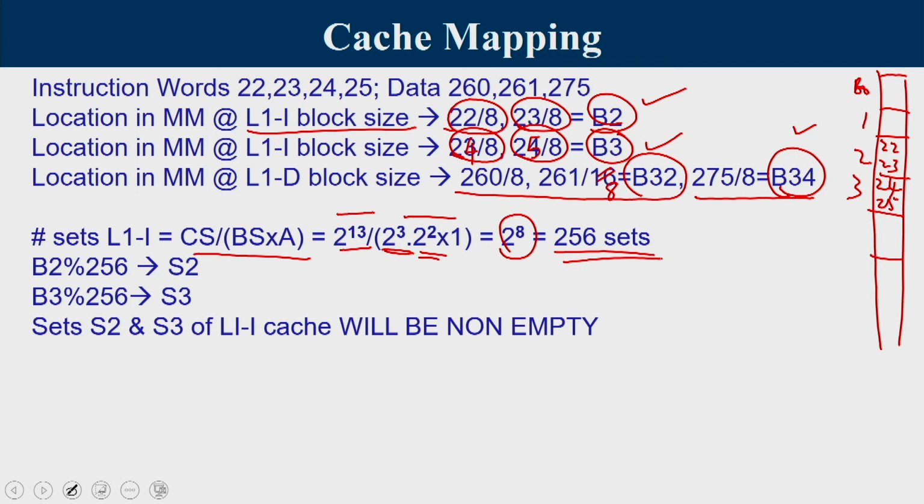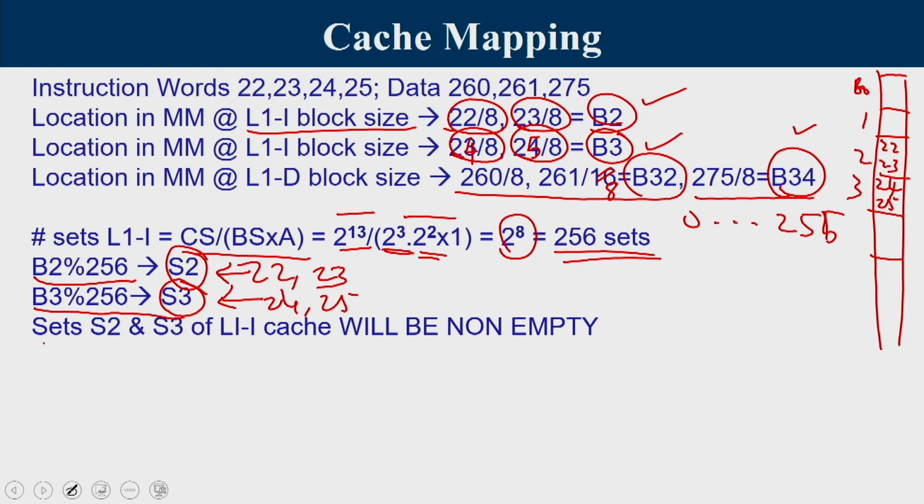So whatever the block number, at the end when it is mapped, it should map to 0 all the way up to 255. So B2, when I perform a mod operation, gets mapped to set 2 of the L1 I cache, and B3 gets mapped to set 3 of the L1 I cache. So word numbers 22 and 23 will reside in set 2 of L1 I cache, and words 24 and 25 will reside inside set 3. So sets S2 and S3 of L1 I cache will be non-empty.